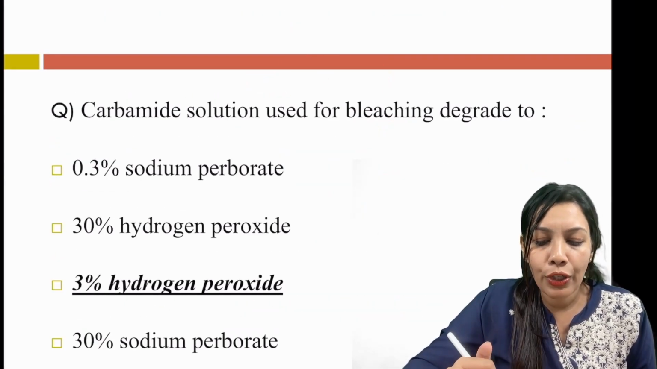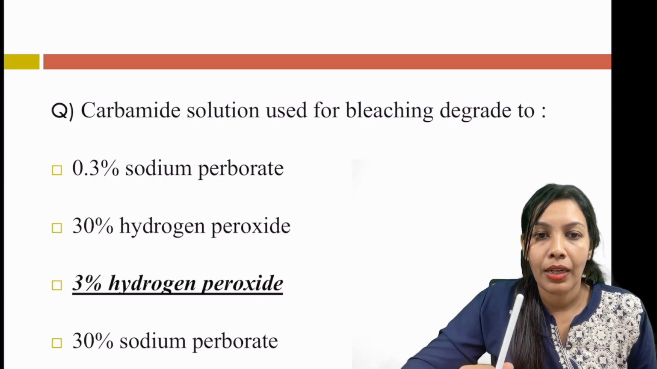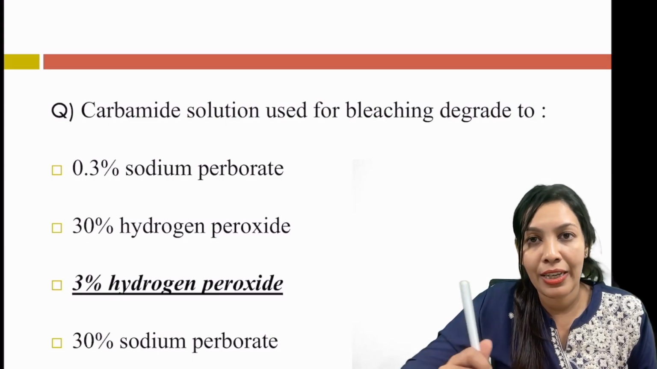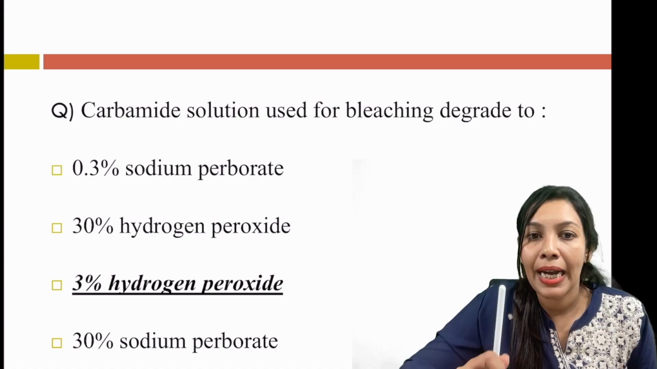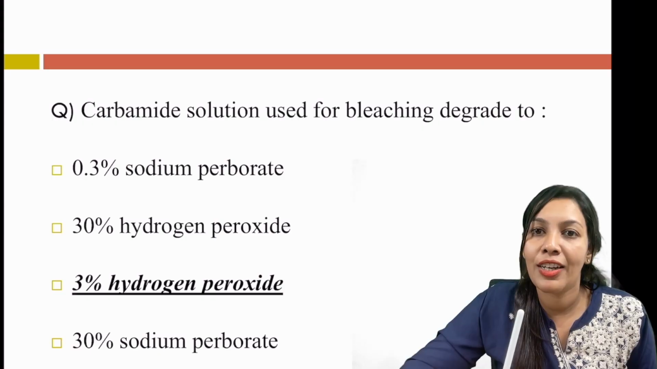So carbamide solution for bleaching, Dakin's solution is 3% sodium hypochlorite. As I have already told, if we take 10% carbamide peroxide, it gives 3% hydrogen peroxide and the rest is urea.